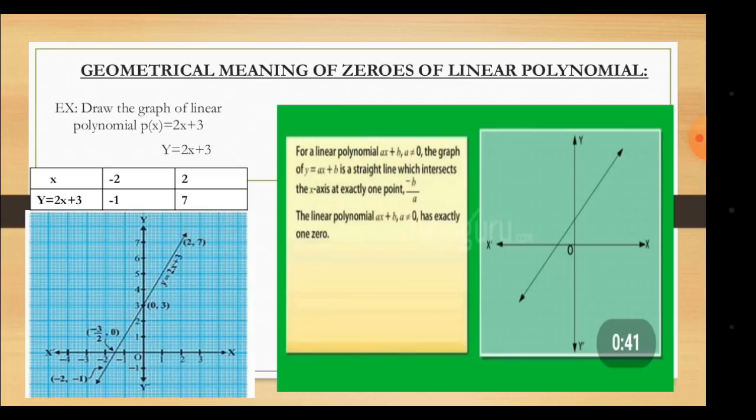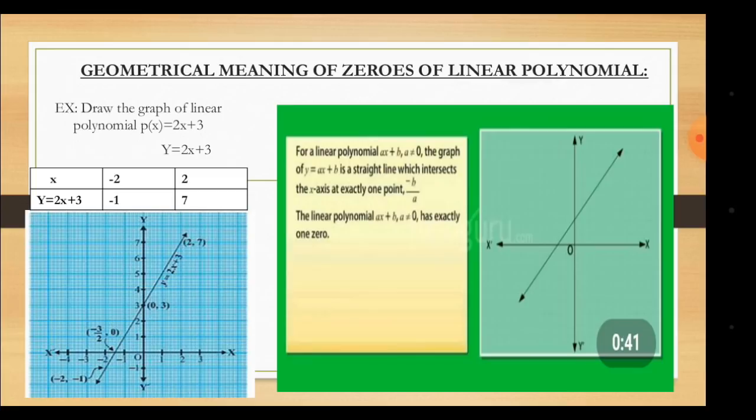Now to draw the graph, you have to find first the solution table. So here we have one solution table. Minus 2 and minus 1, that is the first solution. Second, 2 and 7. Plot these points on the graph. So under this solution table we have one graph. We plotted these points on the graph and we got a straight line. Remember children, graph of linear polynomial is always a straight line.